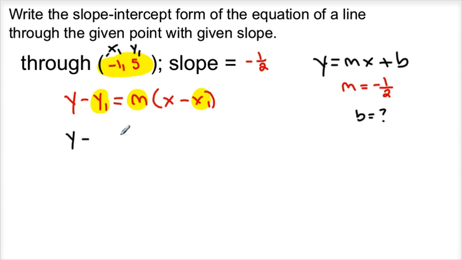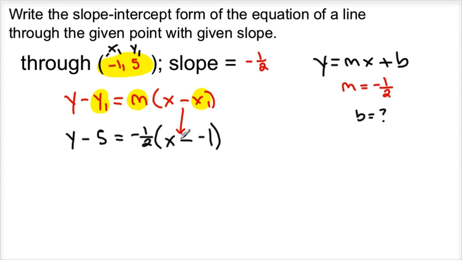Y minus y sub 1 is 5 equals negative 1/2 times the quantity x minus, and this is where you have to be careful. This minus sign belongs to the formula. This minus sign belongs to the number. So x minus negative 1. Okay, so the first minus sign belongs to the formula here. The other minus sign belongs to the number negative 1, or the coordinate negative 1.